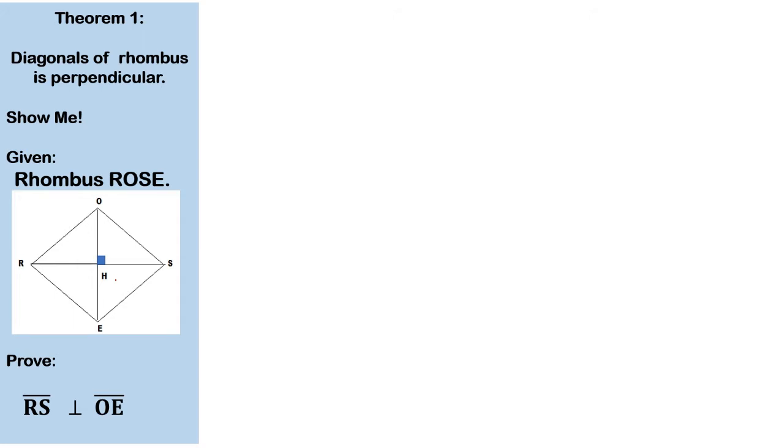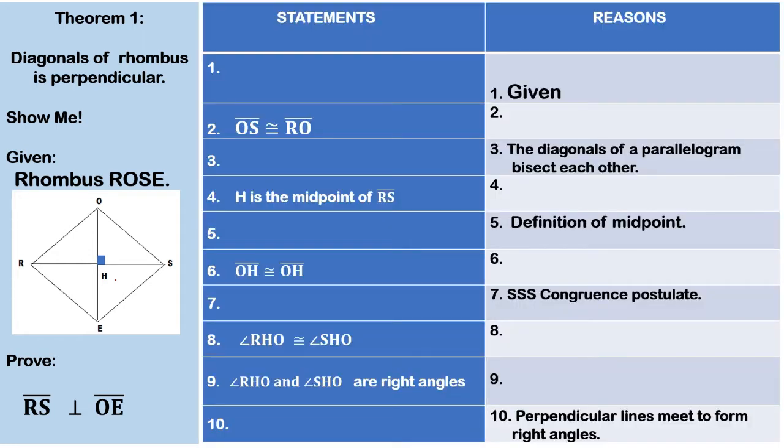The first theorem states that diagonals of a rhombus are perpendicular. Given the illustration of rhombus ROSE, what we are going to prove is that diagonal RS is perpendicular to diagonal OE. We will use again the two-column proof. The first statement is missing, and the reason is given. What do you think is the first statement? Okay. The first statement is rhombus ROSE.